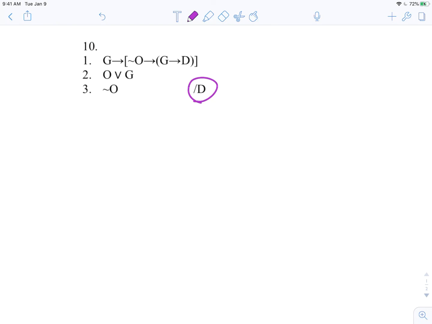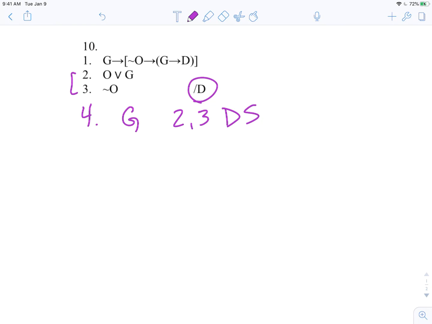We know to start that we can put 2 and 3 together here. 2 says O or G. 3 says not O. Therefore, that gives us number 4, which is going to be G. And we get that from 2, 3, and disjunctive syllogism. Okay. Now, I just want to say something about 1. We notice that 1 looks really complicated. If G, then there's a not O, and there's a G, then D. It's a bracket within a bracket, so it looks like a mess.